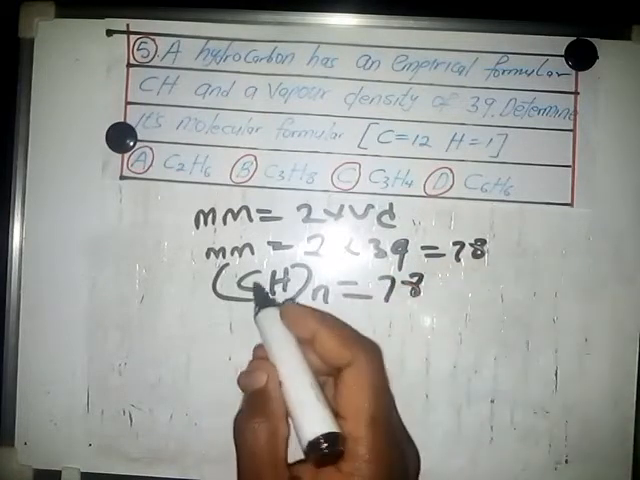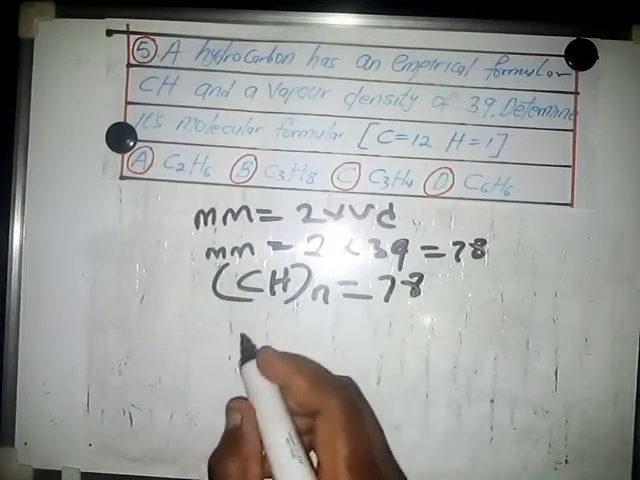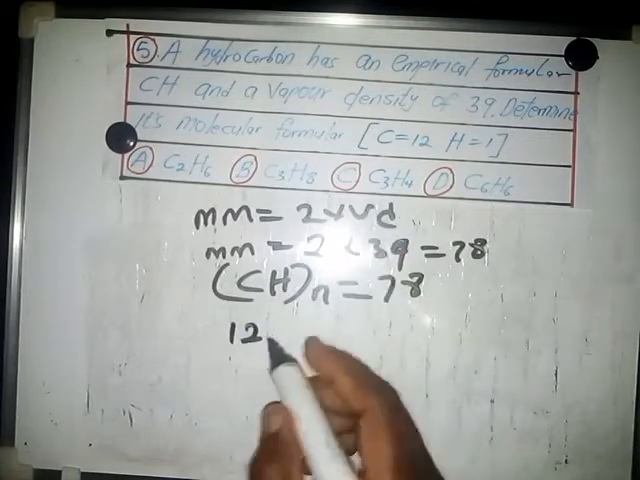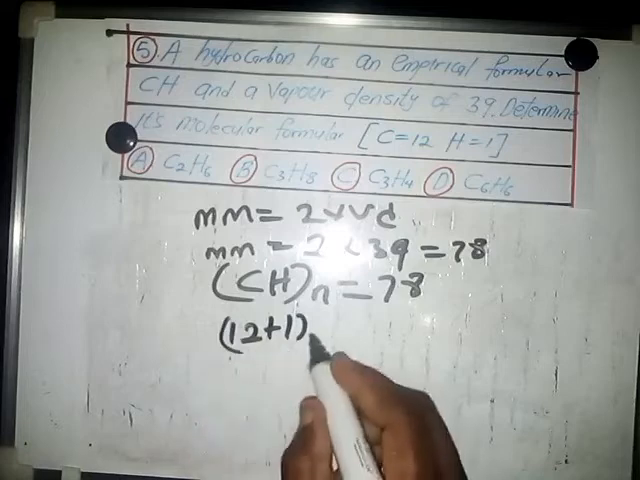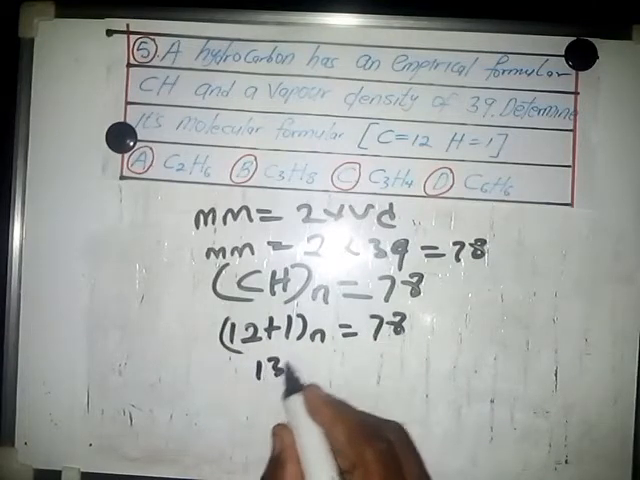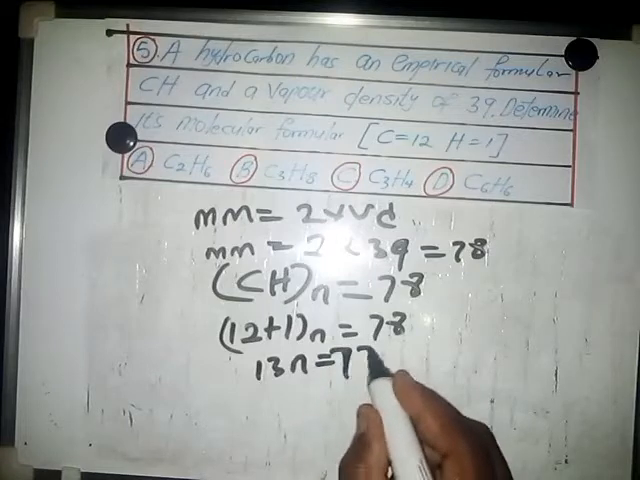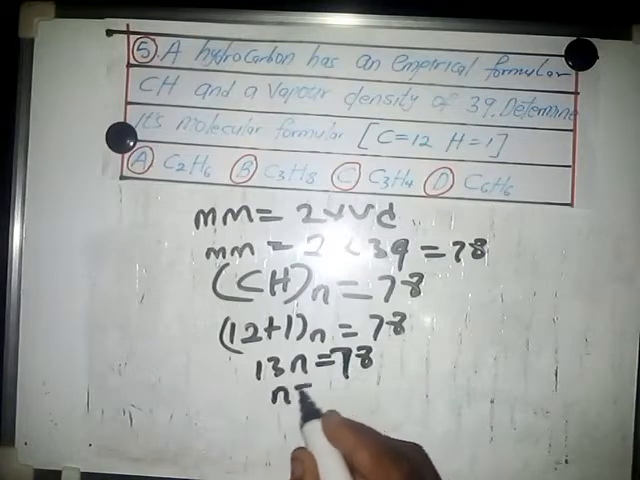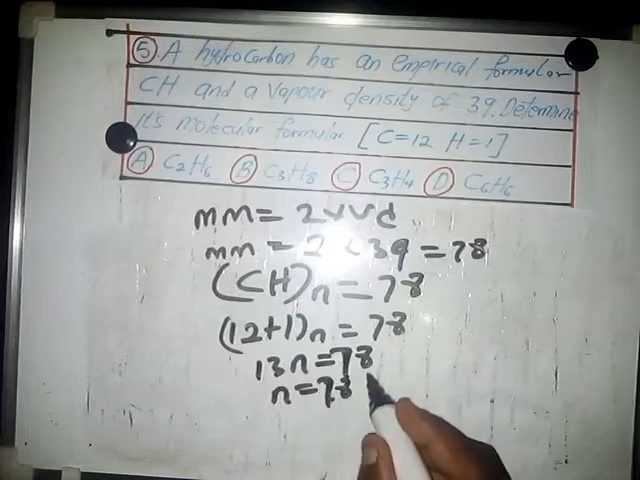So what you have to do, we know C, we know H. C is 12, H is 1. So that's 13, n equals to 78. 78 over 13.